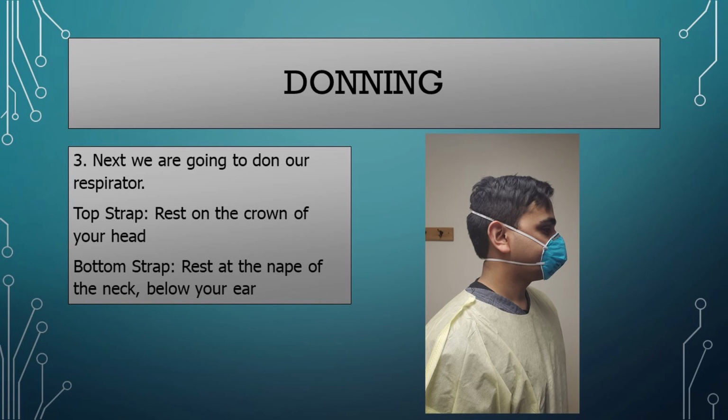When donning our N95 or duckbill mask, use the appropriate size respirator that was determined from your annual fit test. When donned, make sure that your respirator covers the top of your nose and under your chin. Our respirator strap should not crisscross. The top strap must rest on the crown of your head, and the lower strap must rest at the nape of your neck, right below your ear.